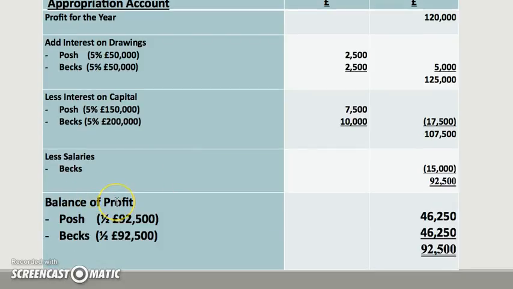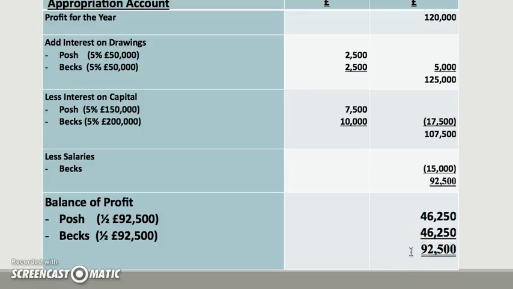And so the balance of the profit at the end means that that £92,500 is shared half to Posh, half to Bex, which means they're going to receive £46,250 each, on top of what they may have already received further up in the appropriation account. And it's always a good idea to add those two figures at the end, just in case there are any rounding errors. Make sure you come back to the same figure that you started with here, the £92,500, so that you know that you shared all the profit out correctly.